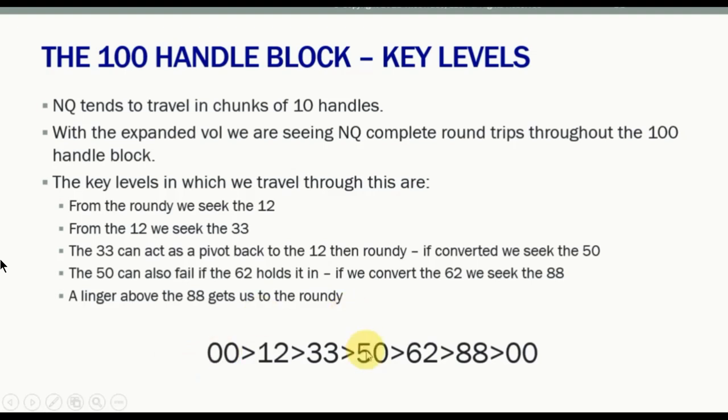We went from roundy to 50. In order for us to go to the roundy and fulfill the entire 100 handle block, we've got to get through that 62 marker. Once we're through that, we tend to head to the 88, and then the 88 is too close to the roundy not to go get it. So there are rules applied to every spot and marker in between in order to get there.